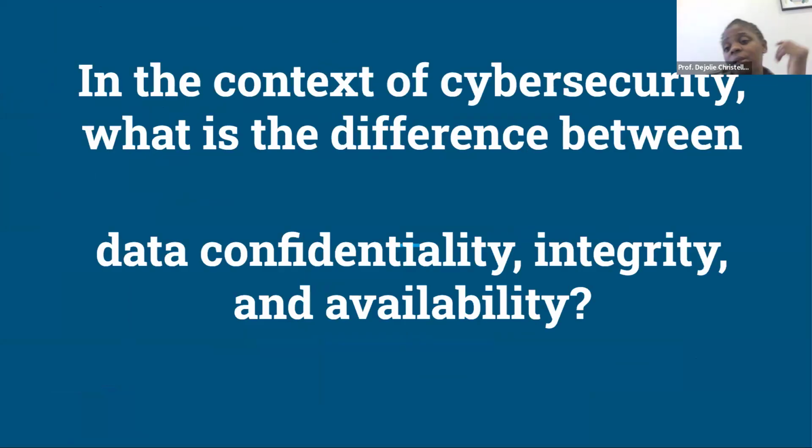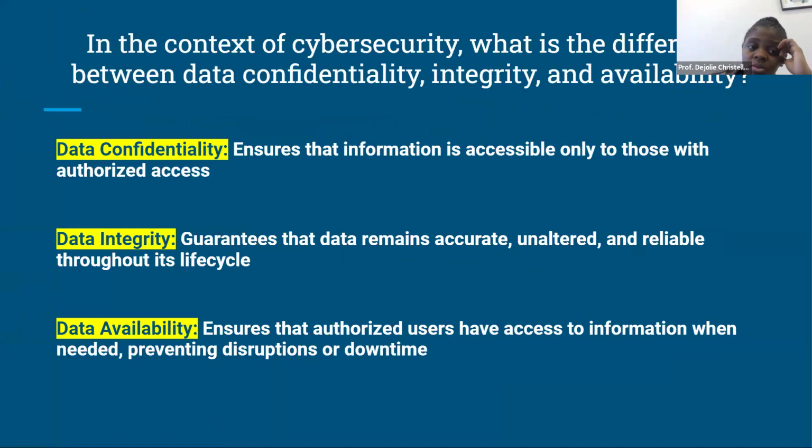And one of the questions I asked was, in the context of cybersecurity, the difference between data confidentiality, integrity, and availability, because in everything that you do, you want your data to be confidential, right? And you also want the integrity of those data and the availability. So what is data confidentiality? It ensures that information is accessible only to those with authorized access. The data integrity guarantees that data remain accurate, unaltered, and reliable throughout its life cycle.